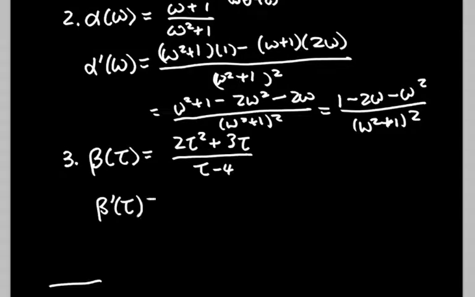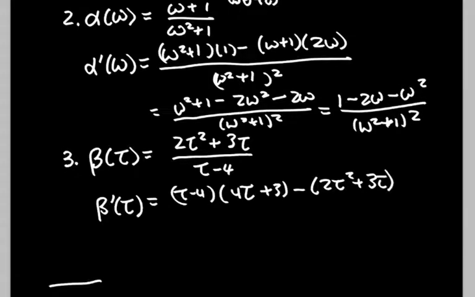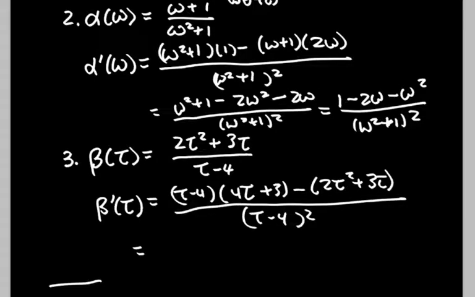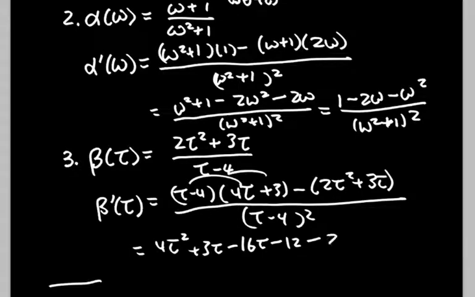Now we have beta of tau. So bottom times the derivative of the top minus top times the derivative of the bottom, which is just 1, so, and then bottom squared. Okay, doing this all out, we get 4 tau squared plus 3 tau minus 16 tau minus 12 minus 2 tau squared minus 3 tau, all divided by this thing.